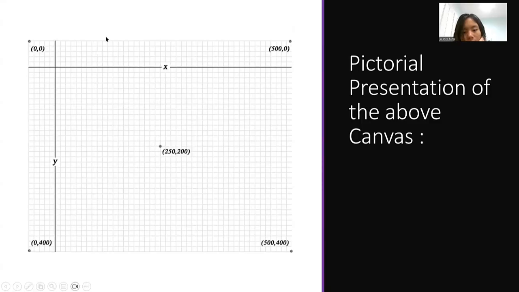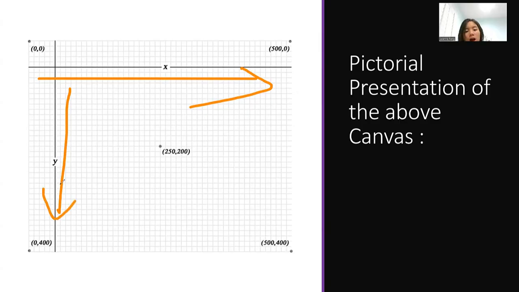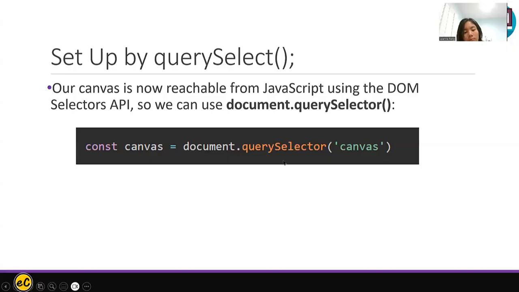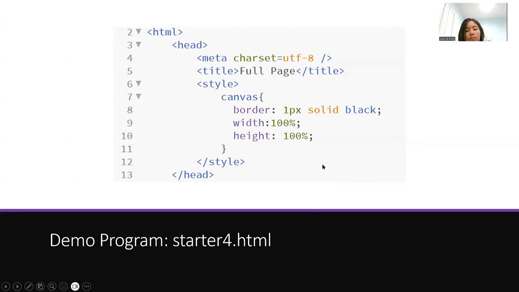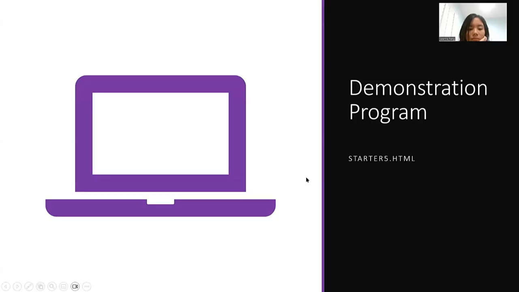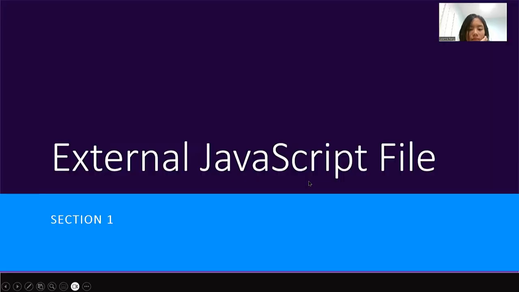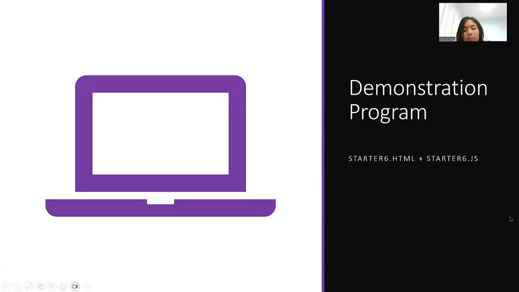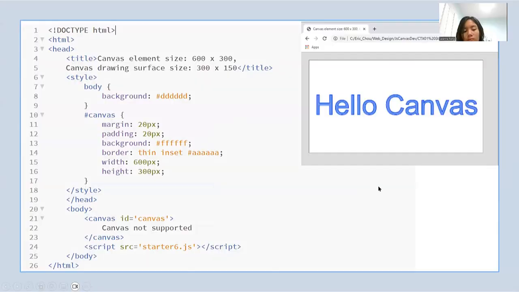Your X and Y: Y going this way, X going that way. You can also use querySelector for the canvas. Last time when we did the DOM, we did that. So getElementById or querySelector, either way we'll find it. Debouncing, we don't want to do too much of it. External JavaScript file, I don't do it right now. I don't want to make it too complicated.